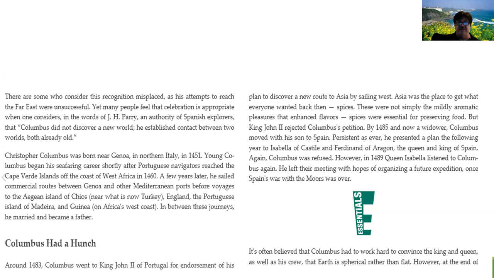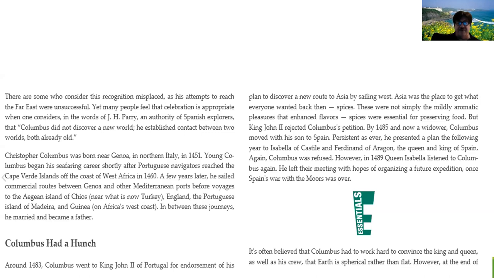It is often believed that Columbus had to work hard to convince the king and queen, as well as his crew, that Earth is spherical rather than flat. Spherical is a big word meaning round. Again, if you don't know, at the time with the maps from Europe, they felt that the Earth was flat. And that if you sailed your ship too far, like what Christopher Columbus eventually did, being lost, going across the Atlantic, your ship would fall off the end of the Earth.